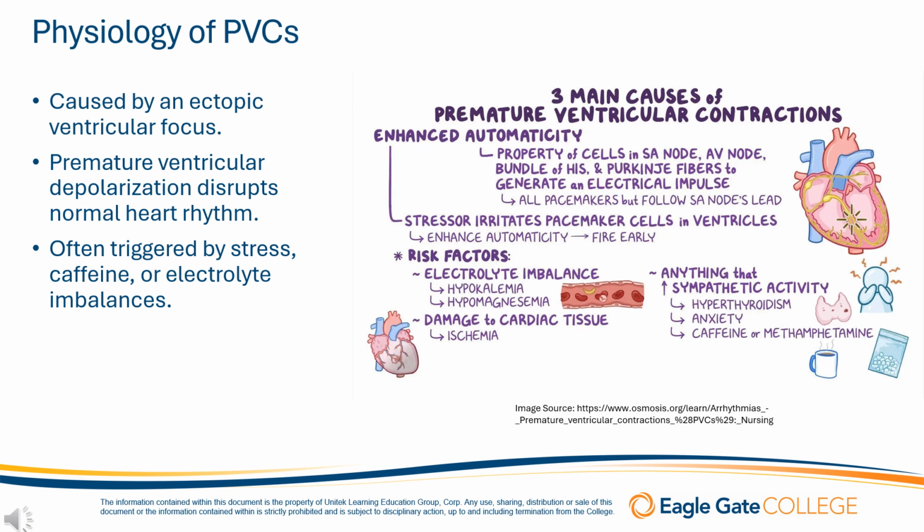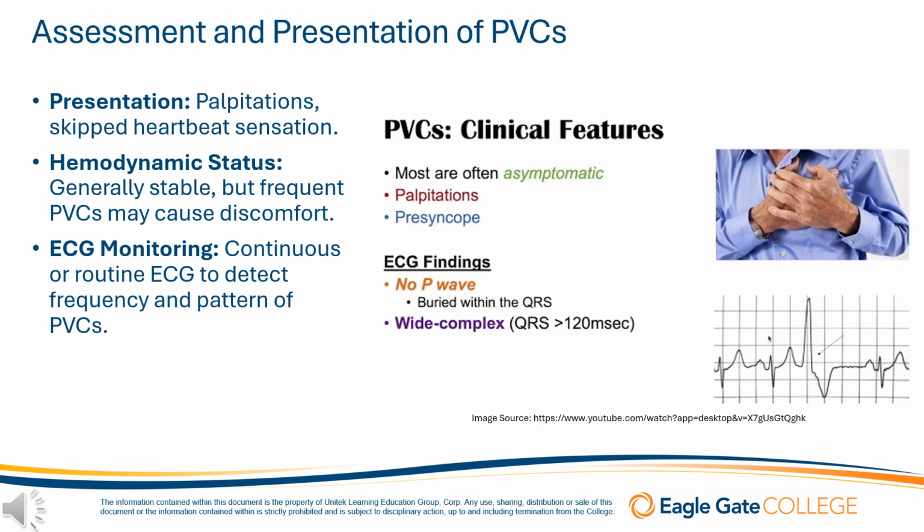to irregular beats. Now let's look at the assessment and presentation of PVCs. Patients with PVCs often report feeling palpitations. This is described as an awareness of the heartbeat, which may feel like pounding, fluttering, or irregular heartbeats. The sensation of palpitations can be distressing for patients, even if the PVCs are benign. PVCs can also cause a sensation of a skipped or missed heartbeat.